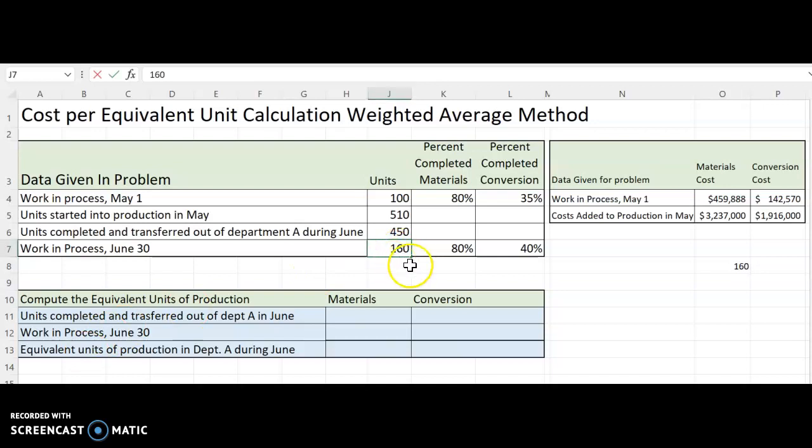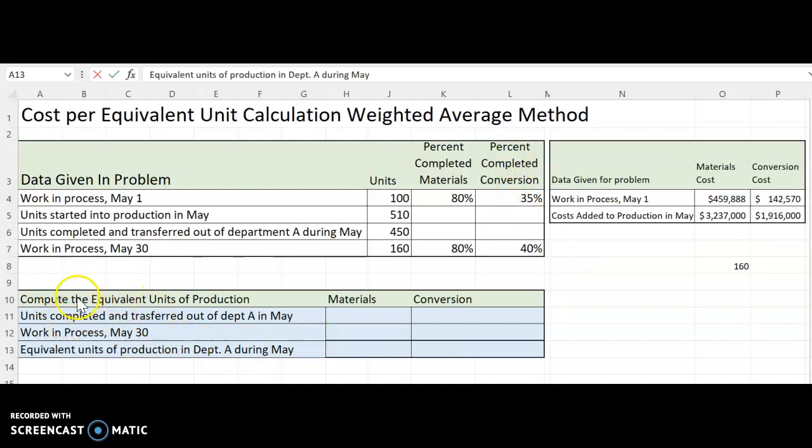So the 160 is the amount that we have in there at the end of the month. Ours was supposed to be May, so I need to fix that. So for the month of May, that's what's still in there at the end of the month, or the end of the time period. Ours is the month of May. So we have 160 units that are 80% complete with regard to materials and 40% complete with regard to conversion.